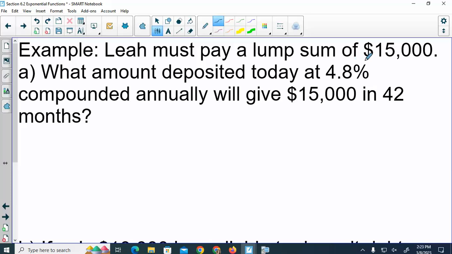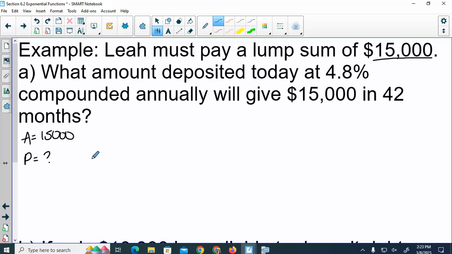She must pay a lump sum of $15,000. So is that the amount right now? No, that's my A. That's what she's going to end with. So what amount is deposited today? I don't know my current amount, so I don't know P.